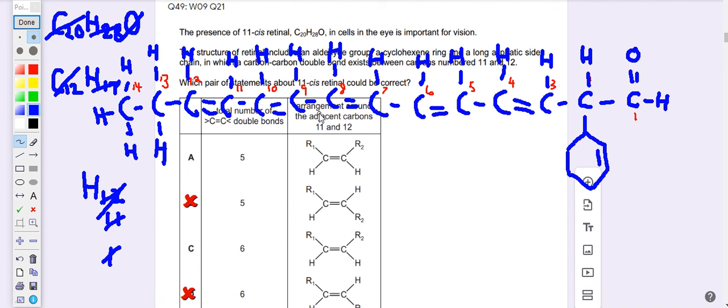It's time for us to count the number of carbon-carbon double bonds. 1. I shall use a different color, maybe green. 1, 2, 3, 4, 5, and 6. Altogether 6 carbon-carbon double bonds. So the answer is C.